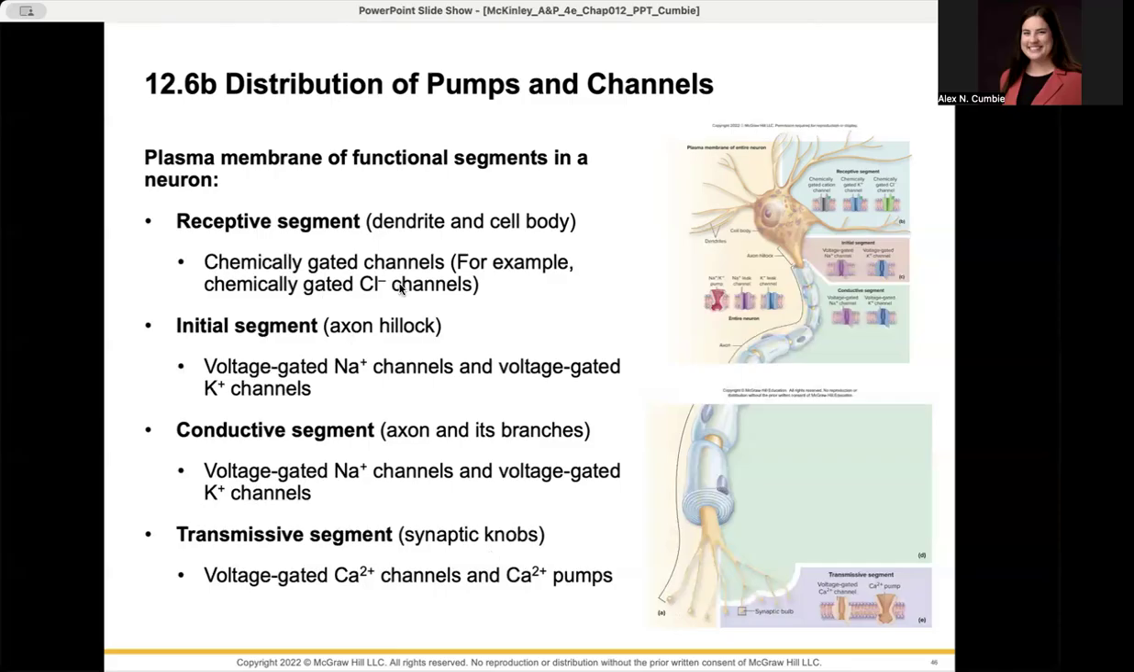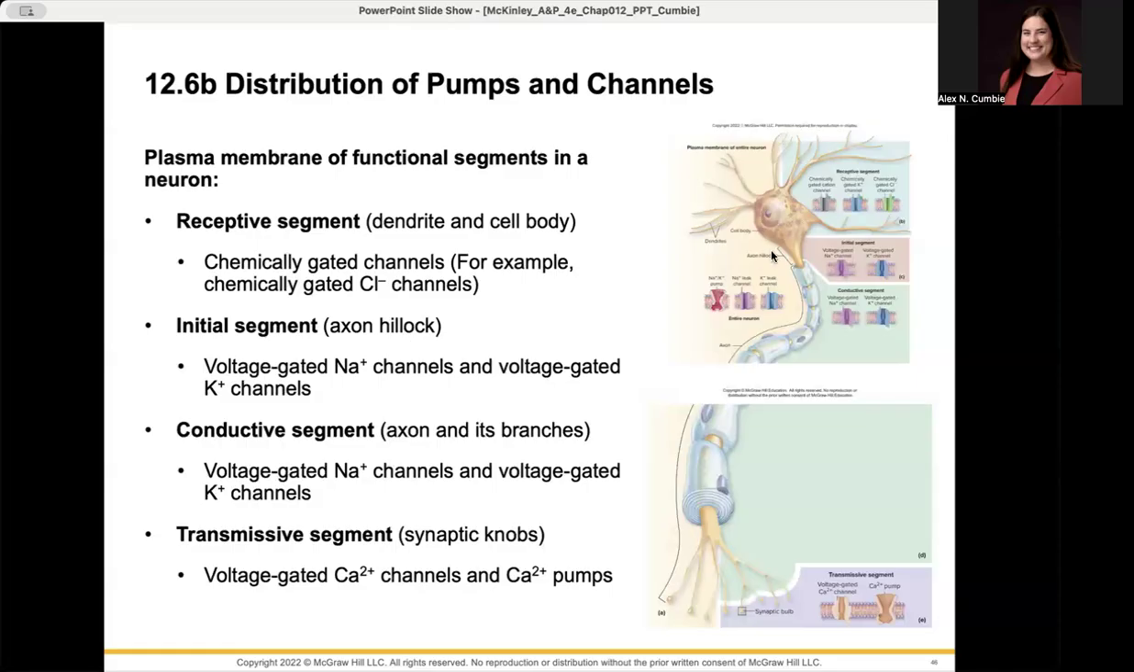And you can kind of see here, we have different types of channels just based on where we're at. You can see that on the receptive segment, and you can see it in this picture here pretty well. We have different chemically gated, excuse me, ion channels, ones that can allow different things in, like sodium and potassium, and even chlorine makes its way in, and chlorine is a negative ion. And all of these things in the receptive segment are part of maintaining our resting membrane potential until we receive some sort of chemical stimulus, which would be a neurotransmitter interacting here.